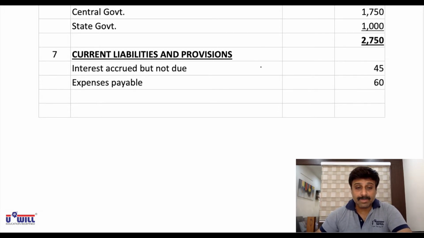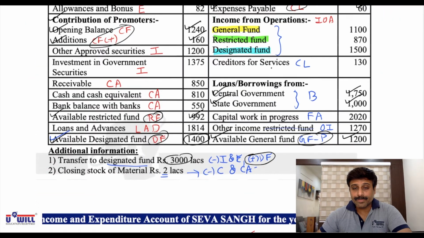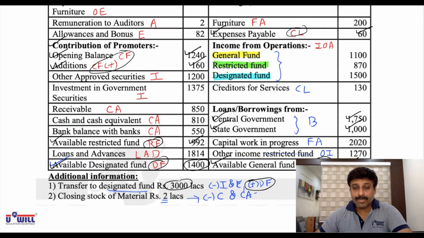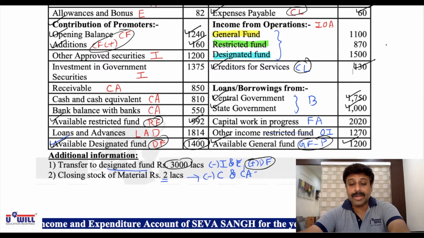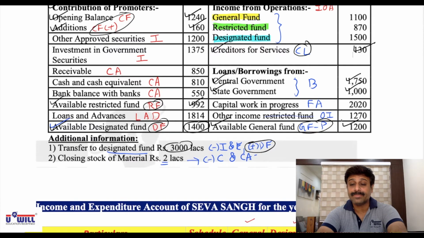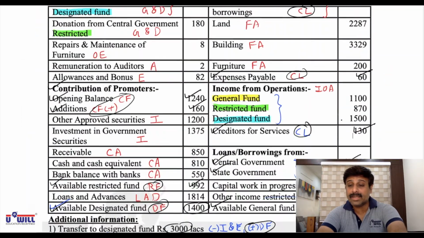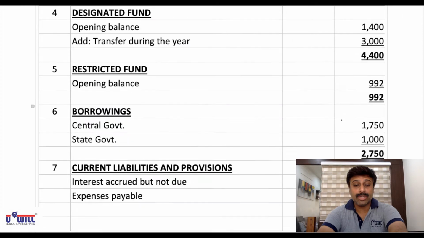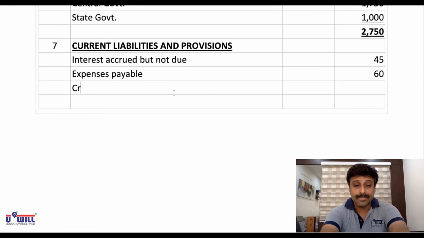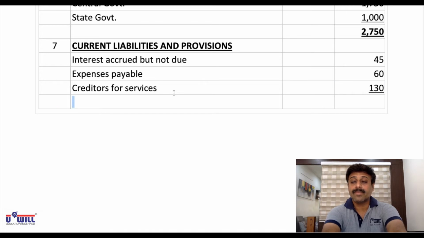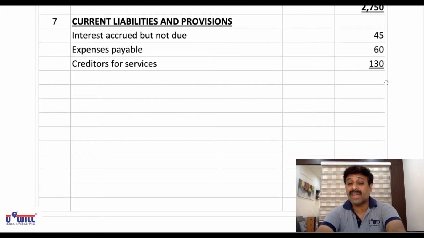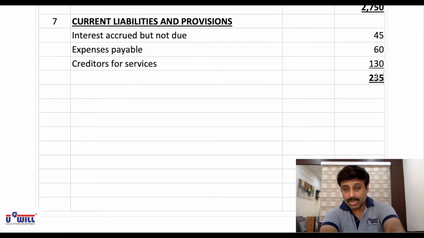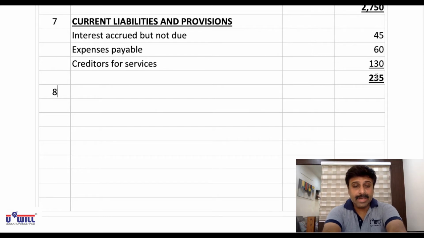Then after expenses payable, we have creditors for services, current liability 130. Okay, creditors for services 130. That's it. No other item is there related to current liabilities. So we can do the total after that. Creditors for services 130, plus 60, 190, plus 45, 235 total. Okay. Then 8. Now we come to assets.